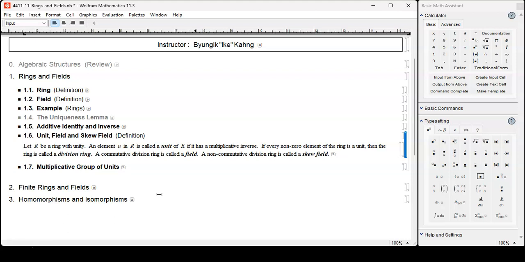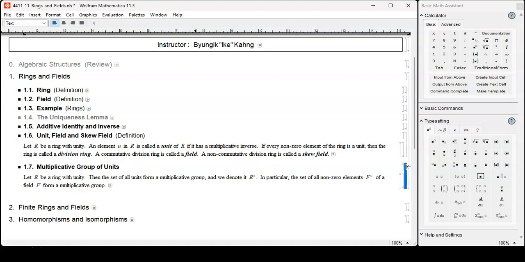Now, a commutative division ring is called a field. So multiplication is commutative, and also division is possible. A non-commutative division ring is called a skew field. Okay, example of a skew field, think about that. I have one here, the quaternions, but too complicated. And then, if you select all the units, then it forms a multiplicative group. You can prove it. And then we denote it as R^x.